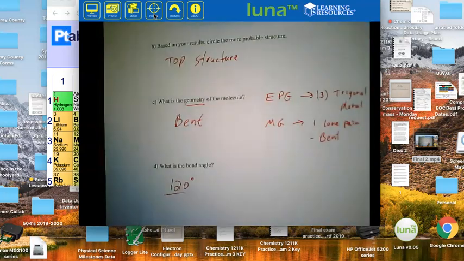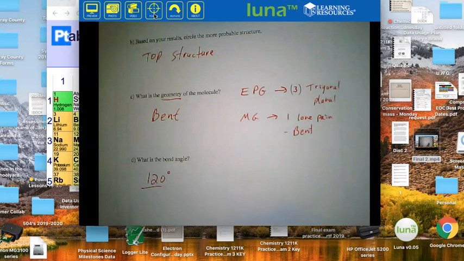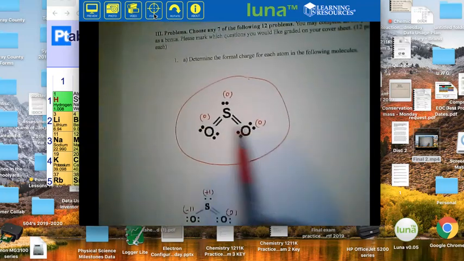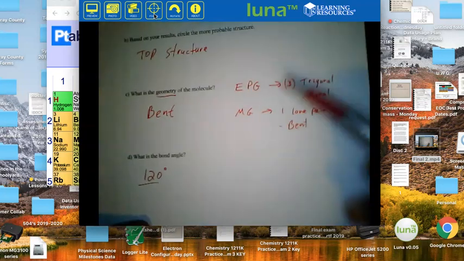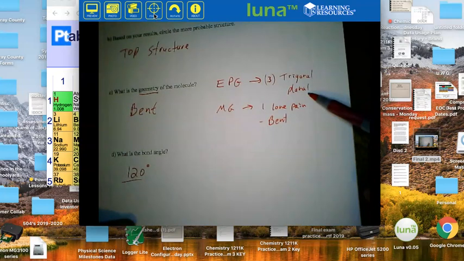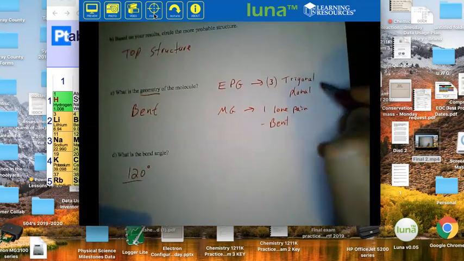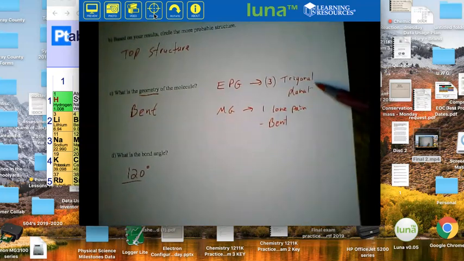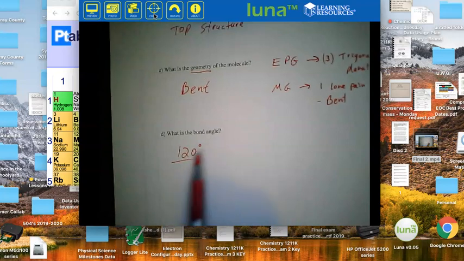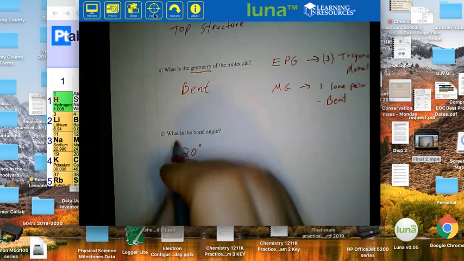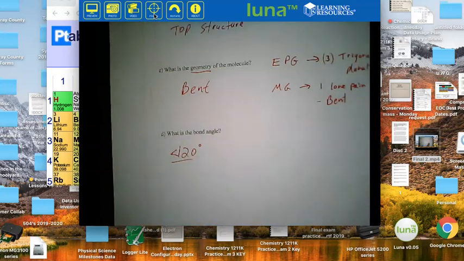Part C, what is the geometry of a molecule? So if you go back and look here, we have 3 electron pairs, 1, 2, 3. Okay, so its electron pair geometry would be trigonal planar. Okay, but because it has 1 lone pair, it ends up being bent.